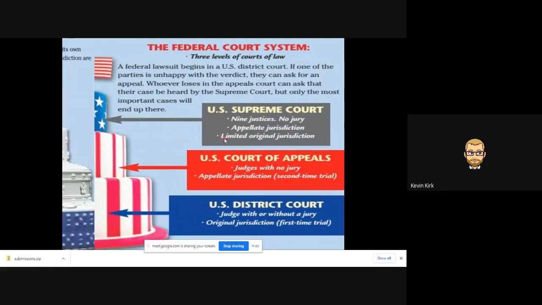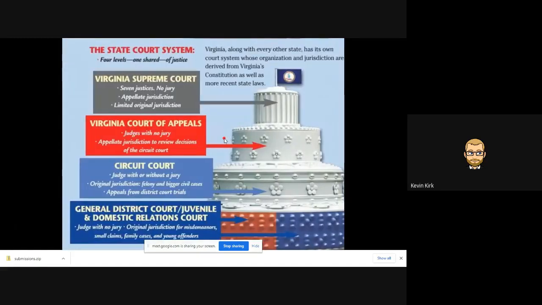Now, we have a second court system because remember, America has a dual court system, 2 different kinds of courts. We also have a state court system. This court has 4 different levels. The top court is called the Virginia Supreme Court. Below that, you have the Virginia Court of Appeals. Below the Virginia Court of Appeals, you have Circuit Court. And then below Circuit Court, you would have General District and Juvenile and Domestic Relations Court, which would be the lowest court in the state court system.